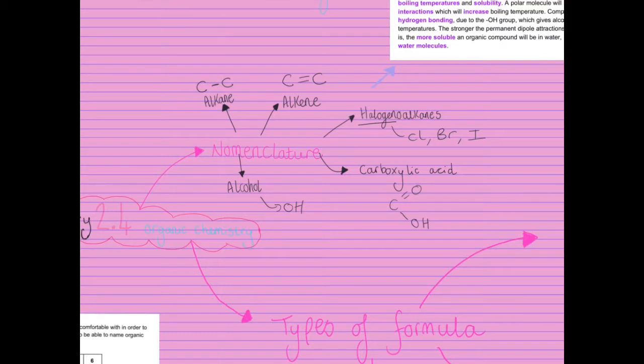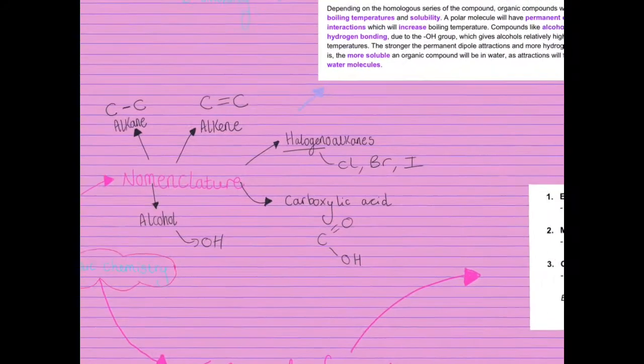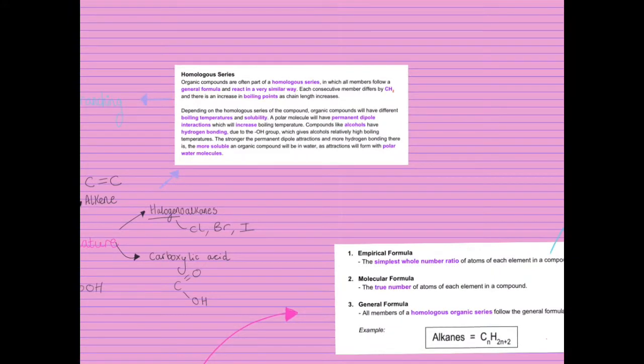So those are the different functional groups that you're going to need to know for the next couple of topics. Each of these organic compounds, so anything that is an alkene, belongs to something called a homologous series. A homologous series is organic compounds which have the same general formula, react in a very similar way, and often differ by how many carbons are in their chain.